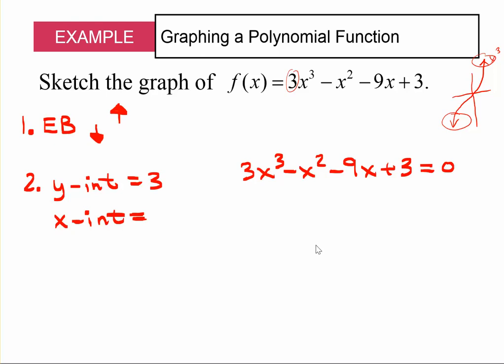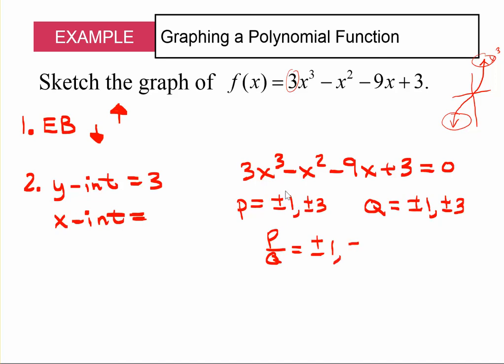I think we got to do P over Q, right? P is all the possible factors of 3. Q, hey, that's the same thing. It's all the possible factors of 3 because there's 3 in the front, 3 in the back. All right, P over Q. You guys list them for me. What are they? Plus or minus 1, I heard. Yep.